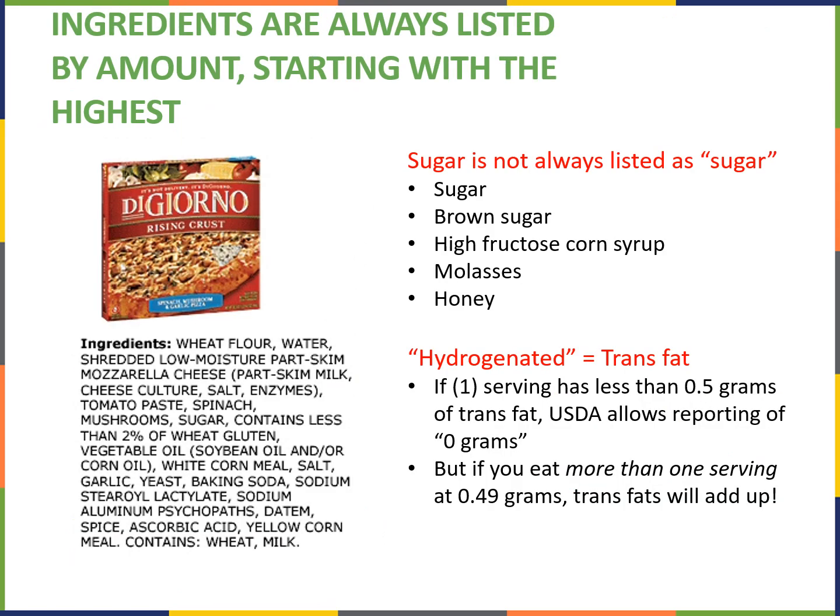Keep in mind too, ingredients when they're listed are starting with the highest. So when we're looking at this pizza, for instance, the biggest ingredient in it is wheat flour, followed by water. And then we have mozzarella cheese, and then we have tomato paste, spinach, mushrooms, so on and so forth. So usually if it's in the first 3 or 4 ingredients, that's a pretty major ingredient. Keep in mind if you're looking out for sugars and you're like, oh great, this doesn't have sugar in it, it doesn't always just say sugar, right? Sometimes it says brown sugar, high fructose corn syrup, molasses, honey. There's lots of different things that it can say. Also, for trans fats, we saw that this had a very small amount of trans fat.